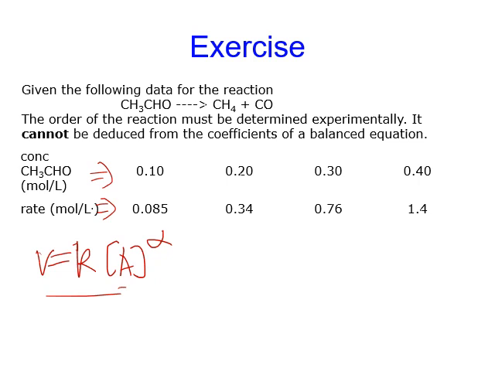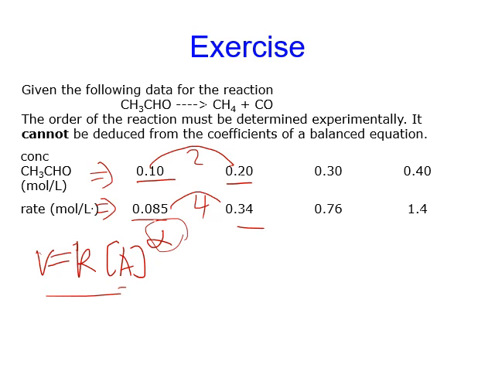So let's look at the concentration. Initially it is 0.1, and the reaction rate is 0.085. When the concentration changes to 0.2, the reaction rate goes to 0.34. So the concentration increased twice, and the reaction rate increased 4 times. So what does that tell us?